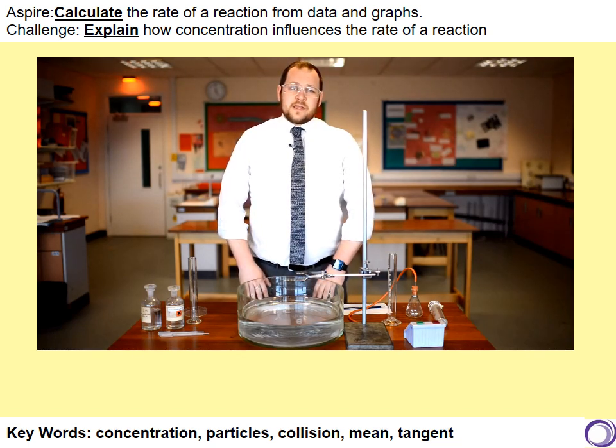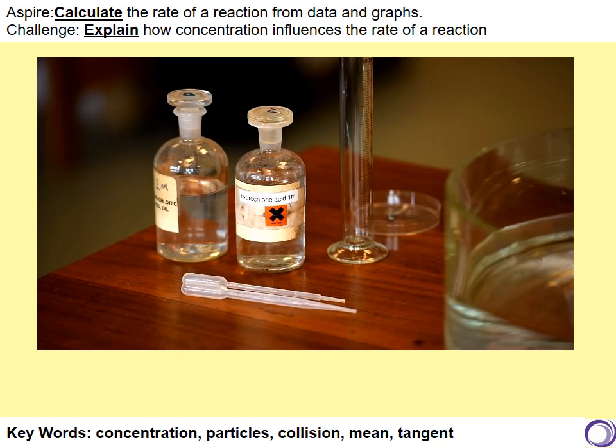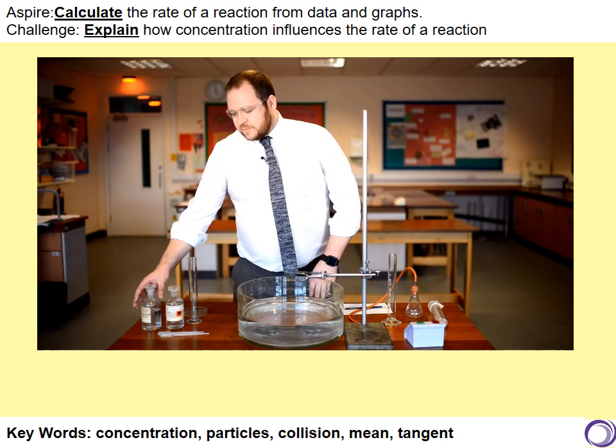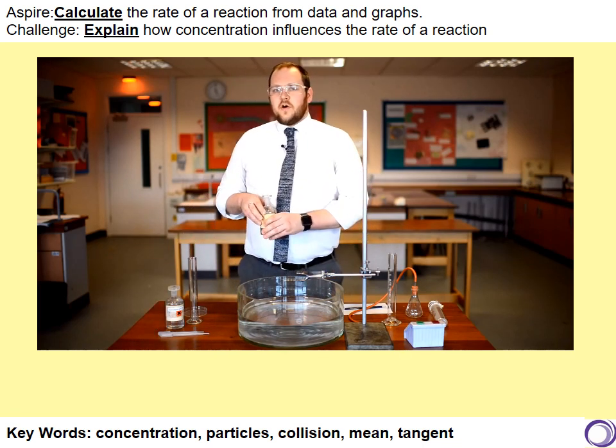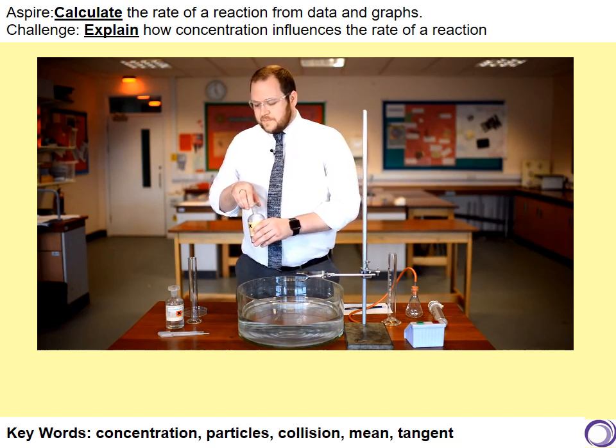I'm going to be comparing two different concentrations of hydrochloric acid. I'm going to be looking at 2 moles per decimeter cubed against 1 mole per decimeter cubed. 2 mole per decimeter cubed means for every decimeter cubed of water I have, every liter of water, I am dissolving 2 moles of hydrochloric acid in the solution. I'm going to start by measuring 50 centimeters cubed of 2 mole per decimeter cubed hydrochloric acid in a measuring cylinder.